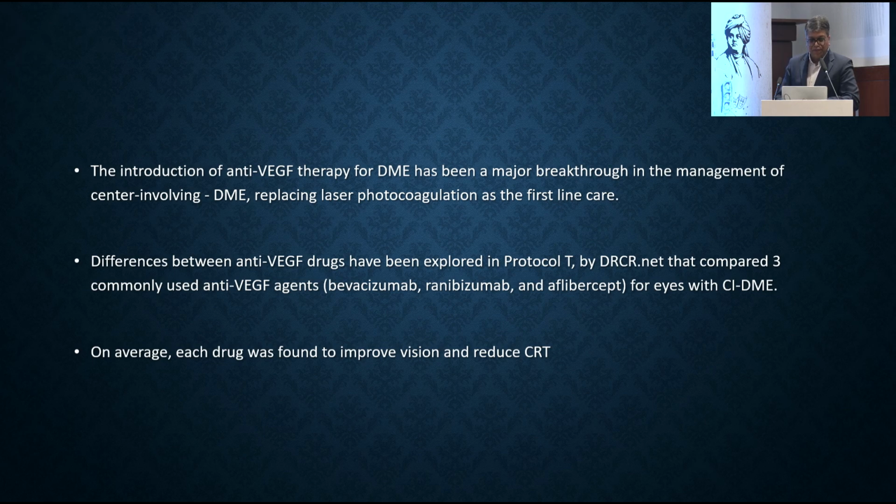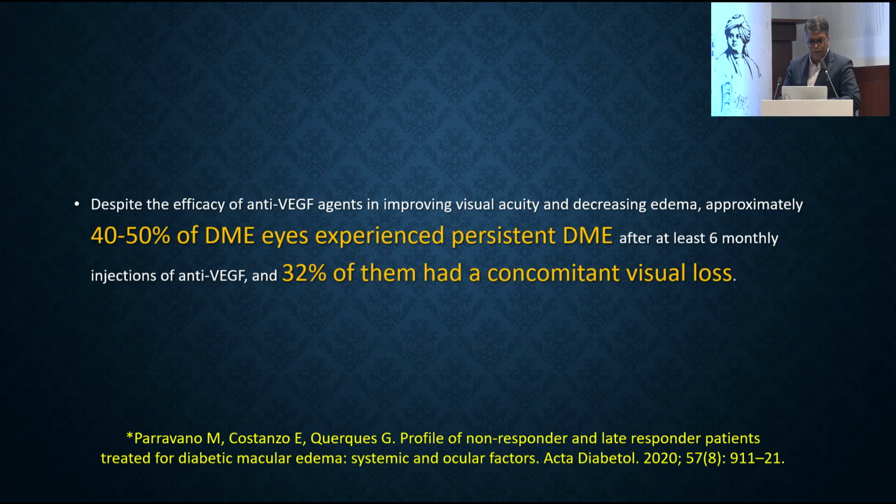The introduction of anti-VEGFs led to a breakthrough in the management of DME, and differences between anti-VEGF drugs have been explored by Protocol T, which found that each drug improved vision as well as reduced the CRT. But despite the efficacy of anti-VEGF agents, at least 40 to 50% of DME eyes experience persistent DME after at least 6 monthly injections of anti-VEGF, and 32% of them have concomitant visual loss. So it's a big data.